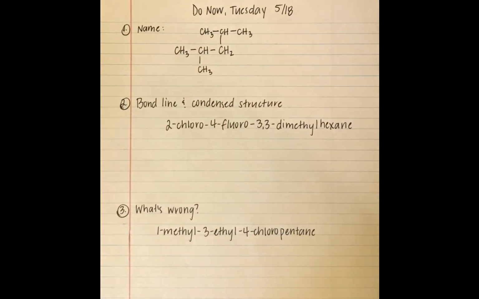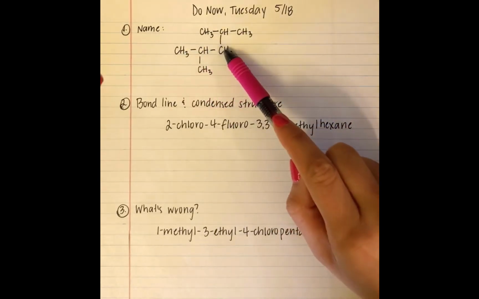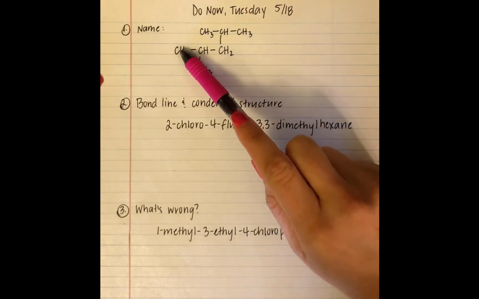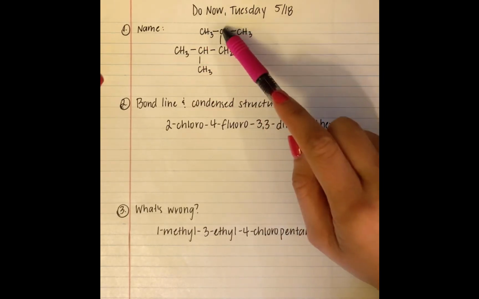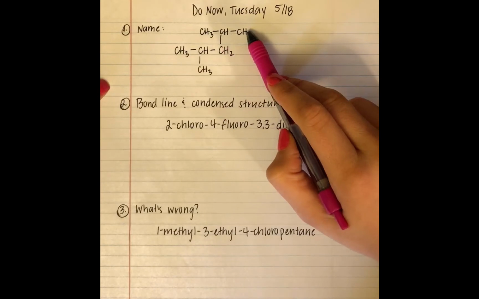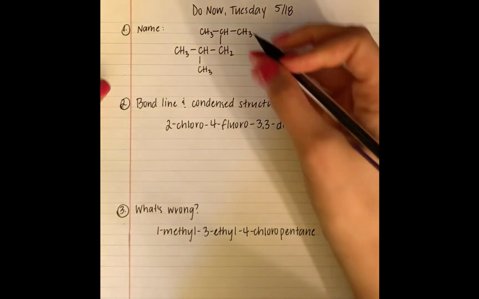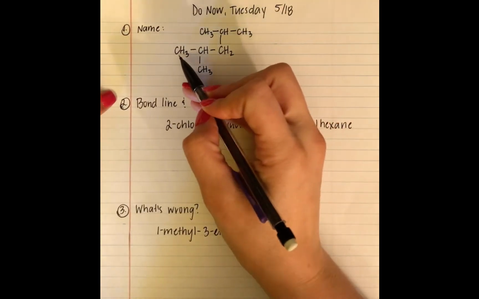For number 1, we're looking at naming this condensed structure. So the first thing we always need to do is find the longest chain. So 1, 2, 3, 4, 5, 1, 2, 3, 4, 5, 1, 2, 3, 4, 5. So it looks like no matter which way we go, we have 5 carbons in the longest chain. Now you want to make sure that the carbon chain that you pick has the most number of substituents. So I'm going to take a look. I'm going to use my pencil to highlight the longest chain.